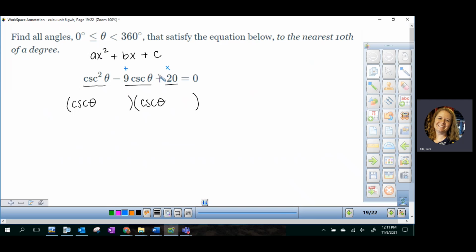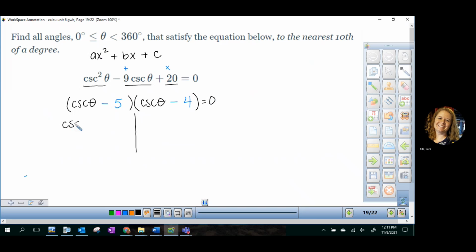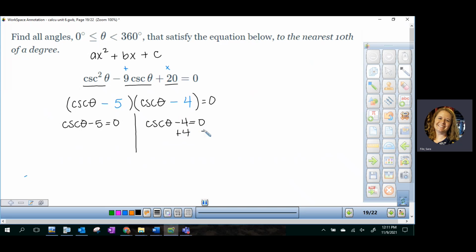Now I know that it has to be the same signs because it has to multiply to a positive. And if I want it to add to a negative, I know they've both got to be negative. So the 5 and 4 are correct, but they both have to be negative. Because -5 times -4 would be positive 20. And -5 plus -4 would be -9. Okay, so once you have it factored, then you're ready to split and solve. So you set each factor equal to 0. And we'll have to add that constant over.